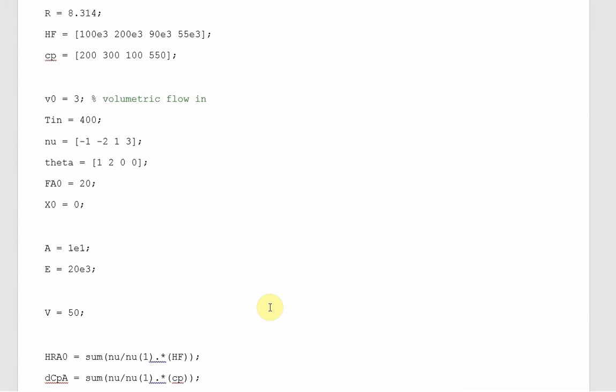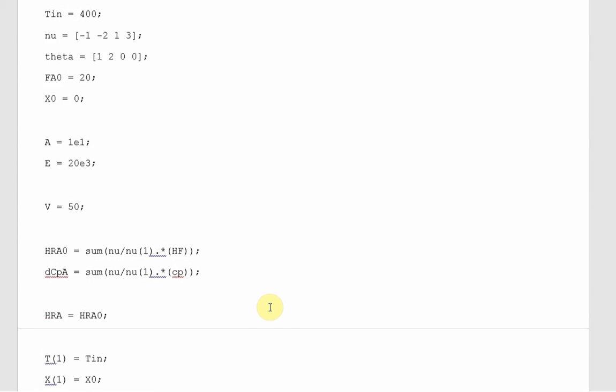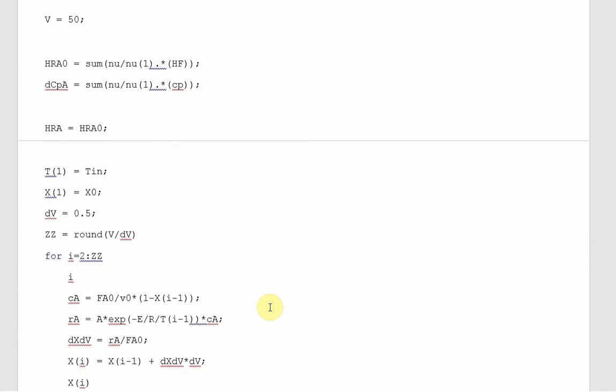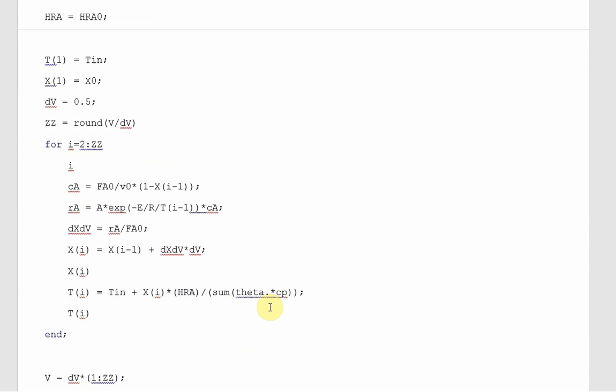Okay, so we've defined A and E, and then we can calculate the heat of reaction here. And then here I'm using an easy finite difference kind of approach to work this out. So I'm just avoiding using ODE45 here. Right? So I'm running this loop over a range of Z values. So I'm using the index i to run through the Z values.